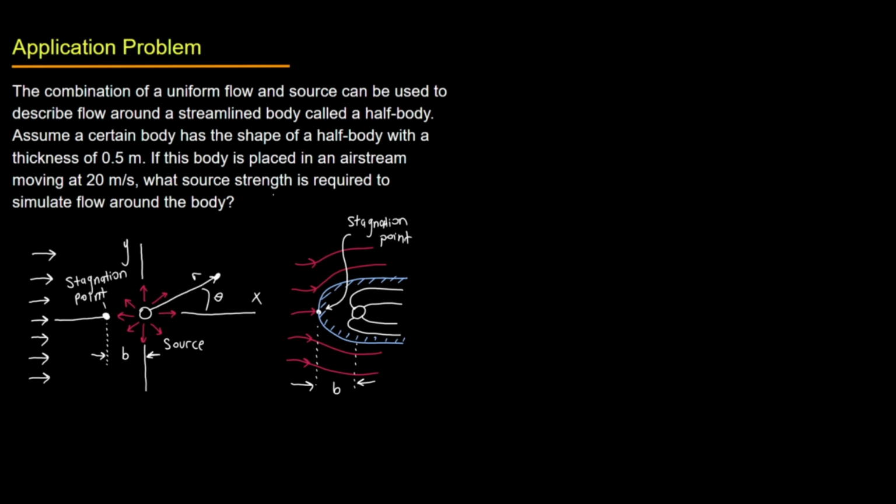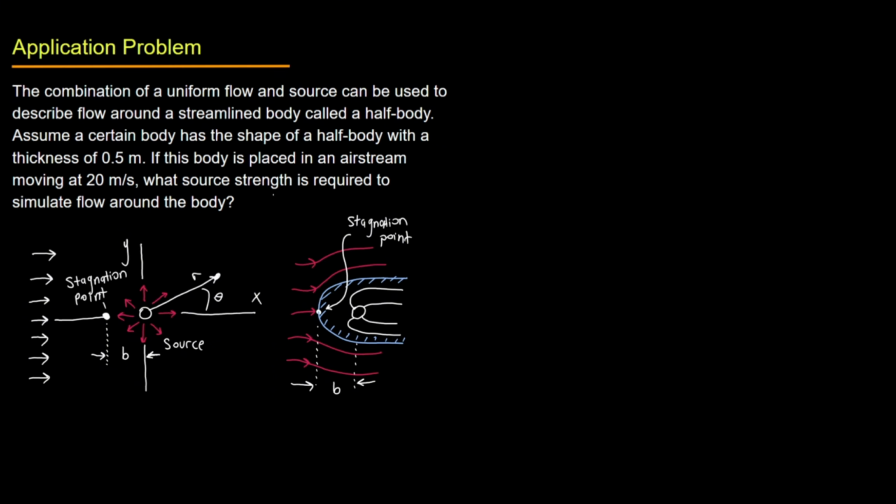The combination of a uniform flow and source can be used to describe flow around a streamlined body called a half-body. Assume a certain body has the shape of a half-body with a thickness of 0.5 meters. If this body is placed in an airstream moving at 20 meters a second, what source strength is required to simulate flow around the body?